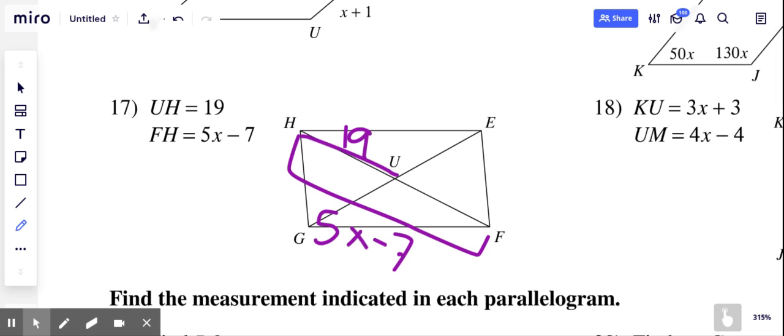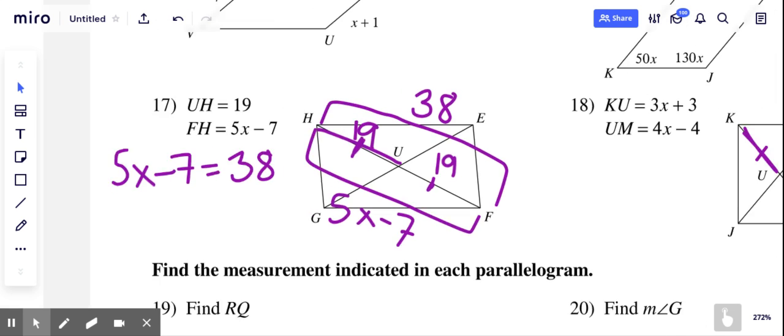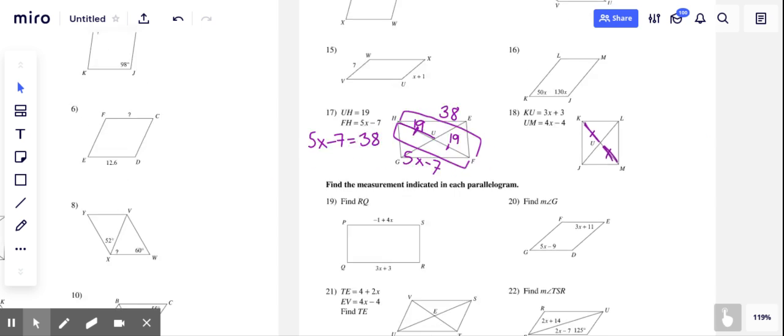Okay. Again, the diagonals in a parallelogram bisect each other, so that means they cut each other in half. So if HU is 19, UF is 19. Basically HF, the whole thing, would be 38. So that means you can just set 5x minus 7 equal to 38 and then solve. Okay, there's that one. I think the rest you should be able to do.